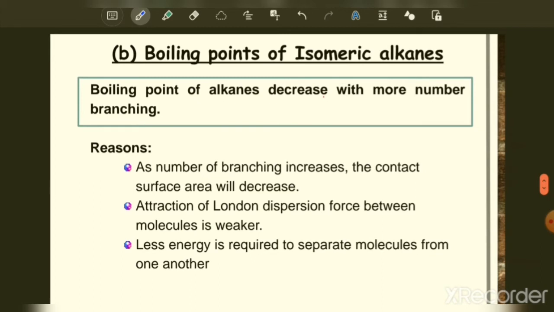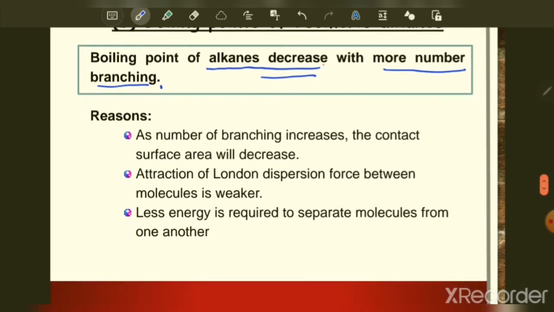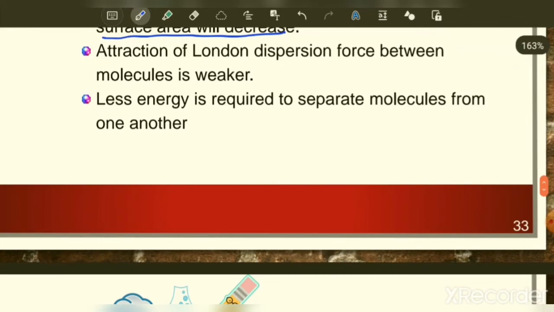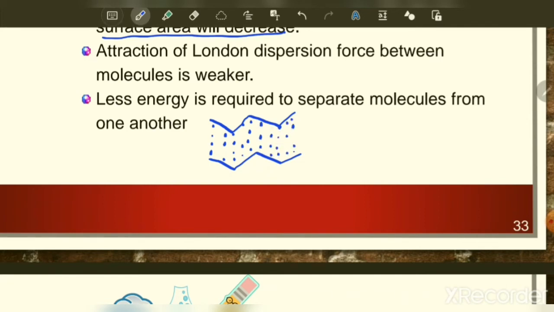Even though all of these 3 molecules have 5 carbon atoms, the boiling point is different. This is because boiling point of alkane decreases with more branching. So when the number of branching increases, the contact surface area will decrease. So this is the illustration. For example, if we have straight chain alkane 1, 2, 3, 4, 5, this is the contact area between molecules. We can see that the contact area of the molecule is larger compared with, for example, 3,3-dimethylpropane. So this is propane.